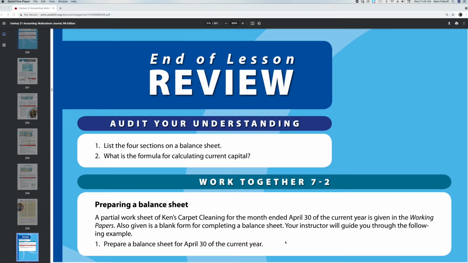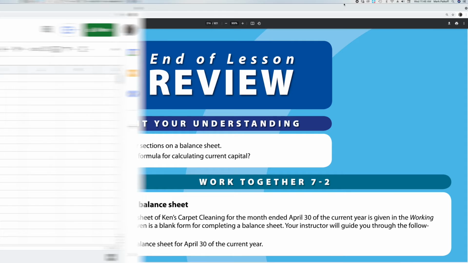So the instructions say a partial worksheet of Ken's carpet cleaning for the month ended April 30th of the current year is given in the working papers. Also given is a blank form for completing a balance sheet. Your instructor will guide you through the following example. Number 1, prepare a balance sheet for April 30th of the current year. Alright, so now that I've read over the instructions, let's jump right into the 7-2 work together.